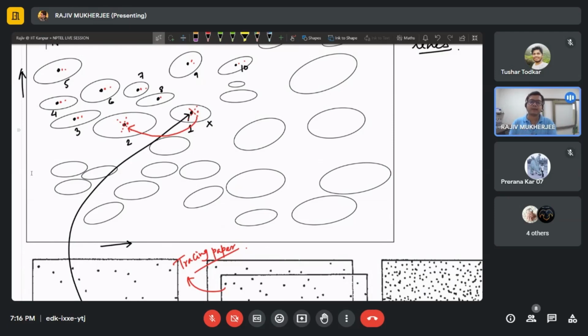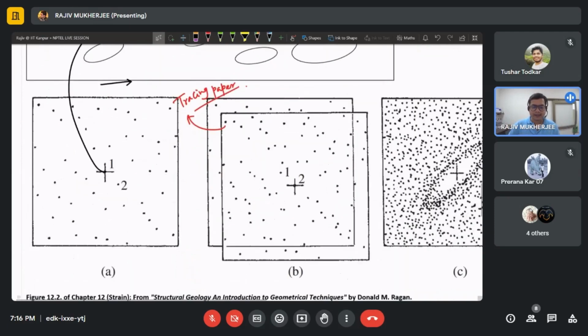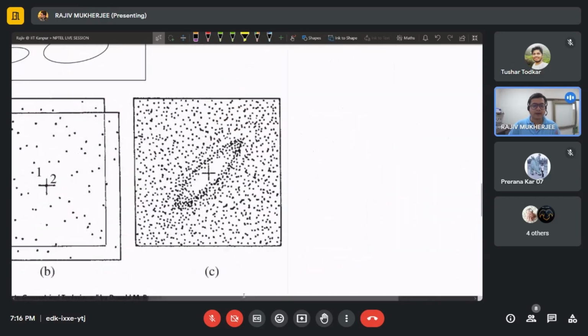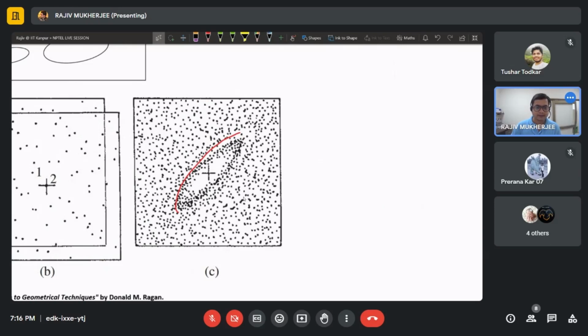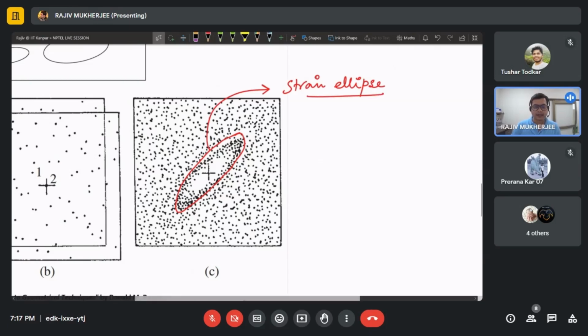So after completing all these points, eventually we see a shape popping out on the tracing paper like this. After tracing all these points, we will see that there is a void space generated around the central point. This void space is nothing but the strain ellipse. And I was essentially talking about this void space initially.